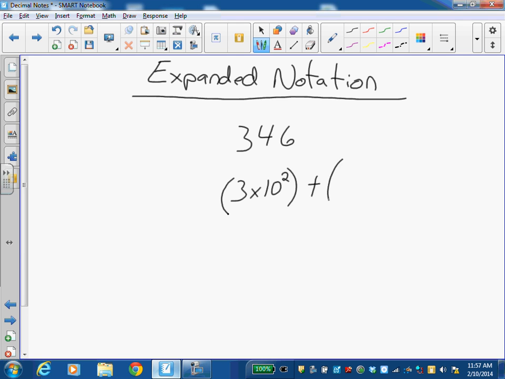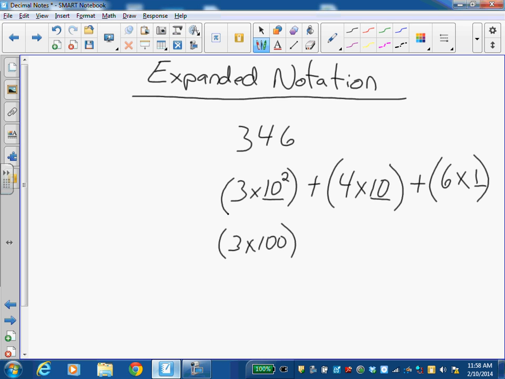And we would add to that the 4, which is in the tens place. We only need to multiply it times 10, because 4 times 10 is 40. That puts it in the right place. And then the 6 is just being multiplied times 1, because it's in the ones place. So the 6 times 1, because it's in the 1 place, the 4 times 10, because it's in the tens place, and the 3 times 100, because it's in the hundreds place. And we're just saying 10 to the second power is a fancy way of saying 100. So it could look like this. It could be 3 times 100, and then plus 4 times 10, and 6 times 1.